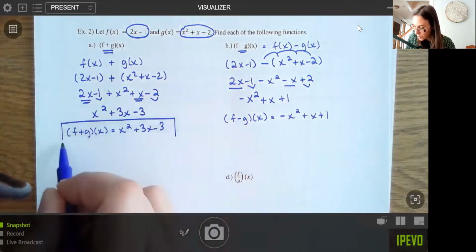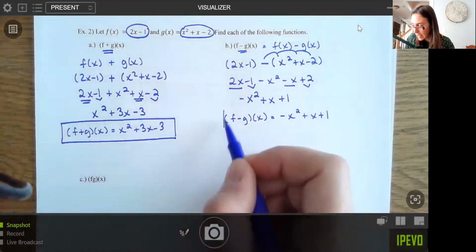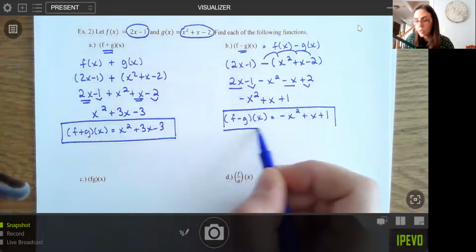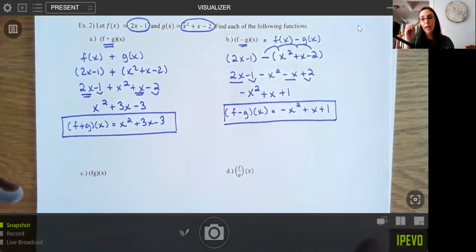And whenever you're doing these, you're just going to simplify as much as you possibly can. So here I do have some like terms I can combine together. Sometimes you can't do much. So if you have a square root function or an absolute value function, there may not be much that you can actually simplify. So you just do whatever you can.